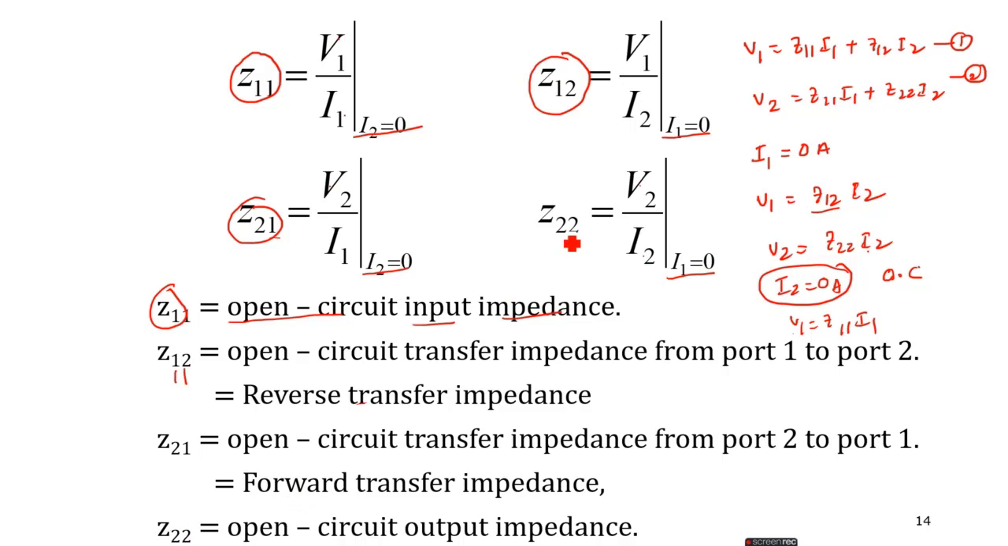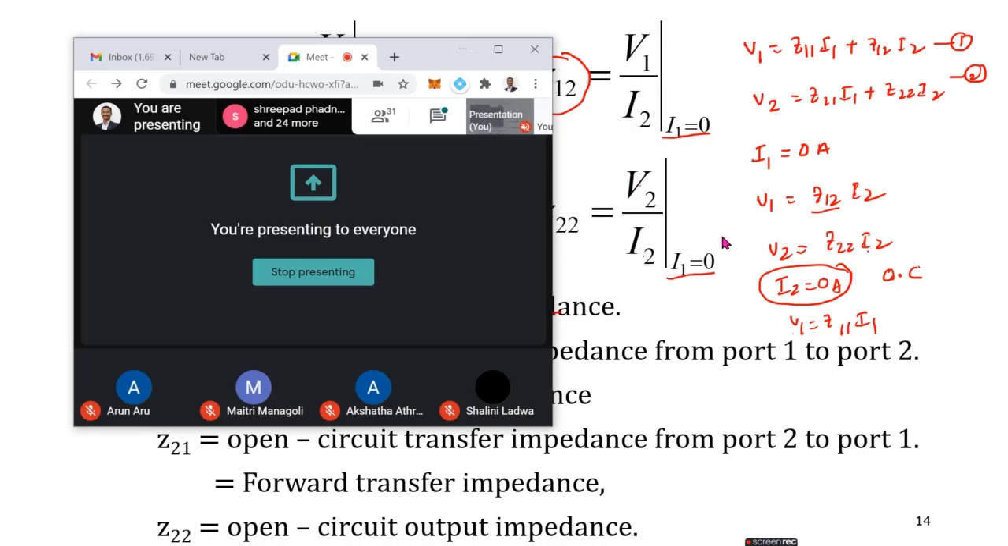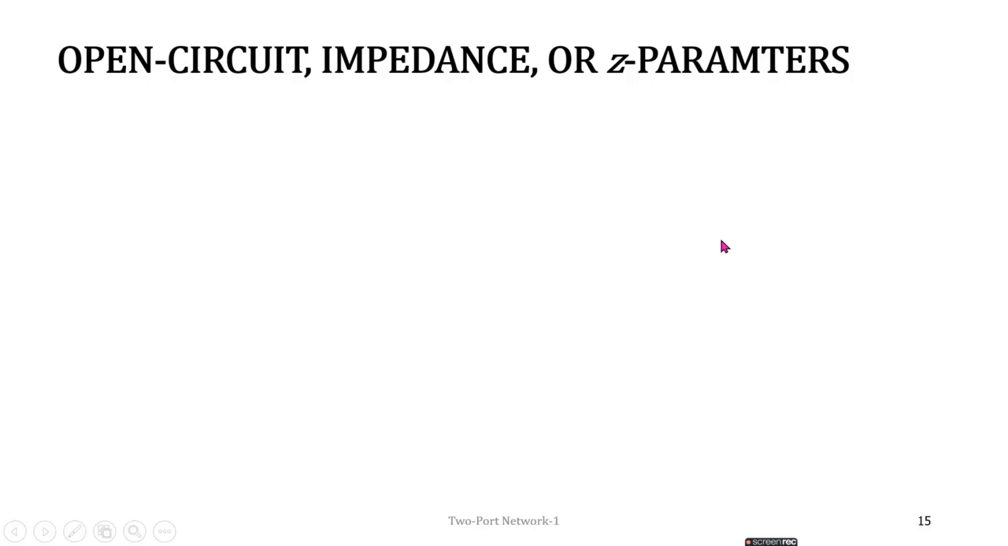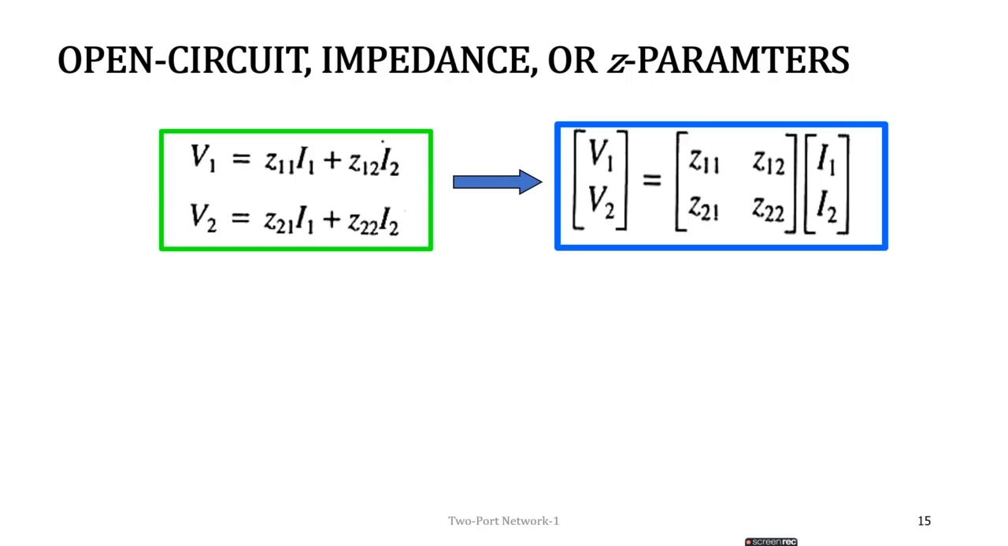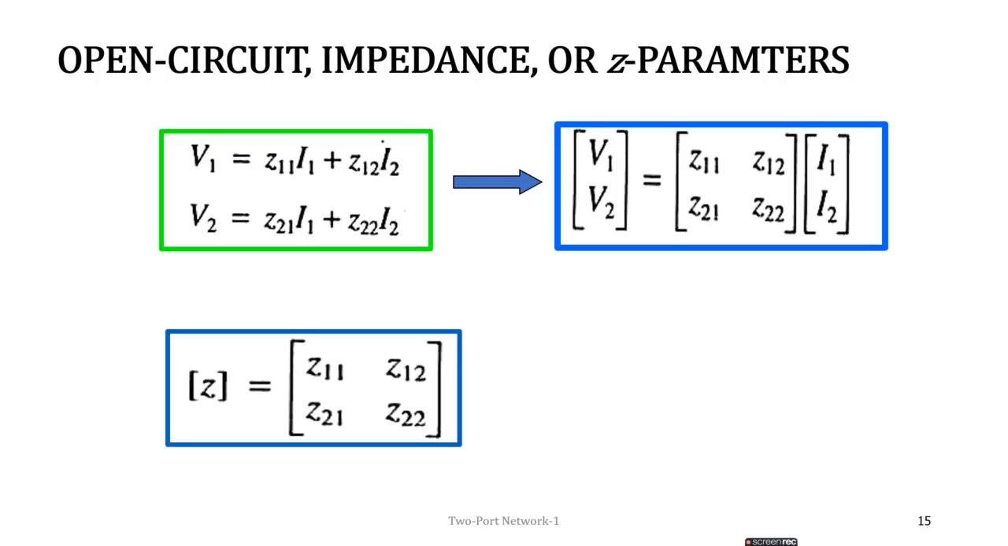What is Z22? Z22 is called open circuit output impedance. Alright? Good. So open circuit impedance parameters and Z parameters are one and the same. Just to revise, these are the equations, which should be remembered. Its matrix form, the Z impedance parameters represented in matrix form, is called the impedance matrix.